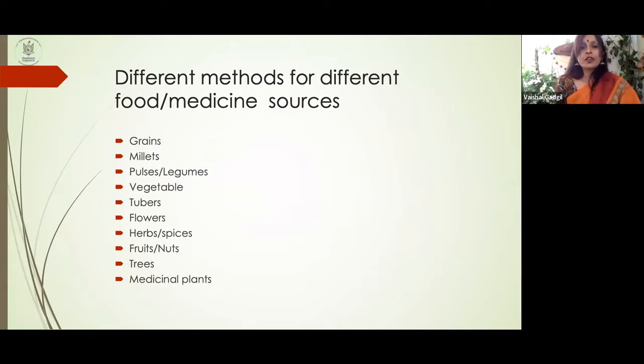So there are different methods for conserving different kinds of seeds. And we have so many varieties of edible sources. We can have food, the nutrition can come from grains, millets, pulses, legumes, vegetables, then tubers, flowers, edible flowers, herbs, spices, fruits, nuts, and trees. There are many trees where we can eat the leaves also when they are infant trees, and medicinal plants, and it's something that is highly unexplored.